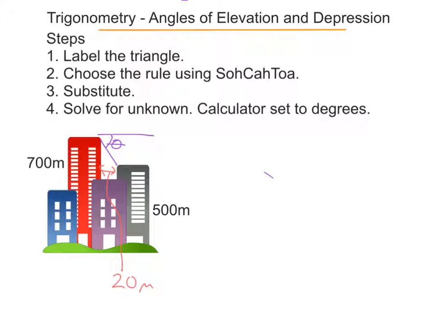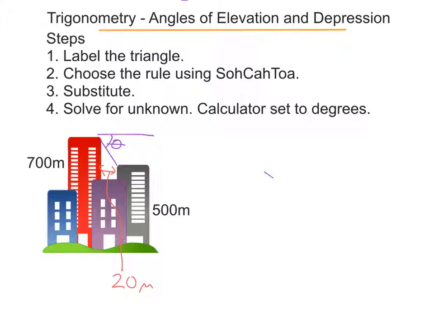In this example, I'm going to look at the angle of depression. When someone's standing at the top of a 700 metre building and looking down to the top of the 500 metre building, and there's a distance of 20 metres between the buildings. So it's a bit hard to see in this diagram, so I'm going to quickly sketch what we're looking at.